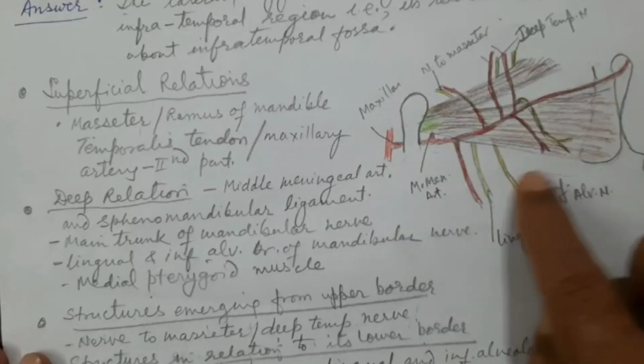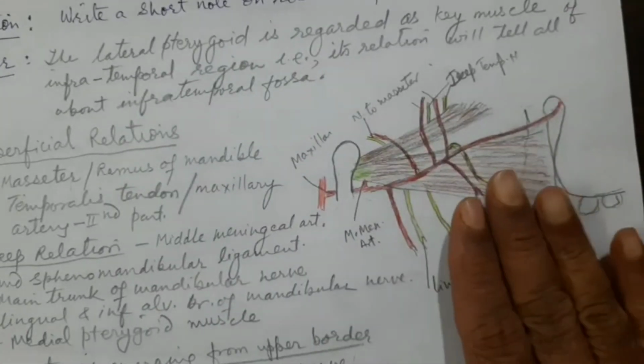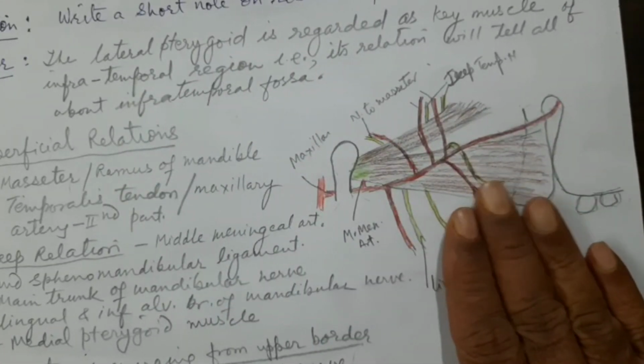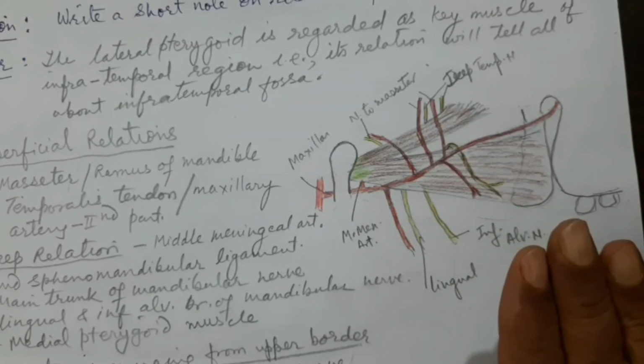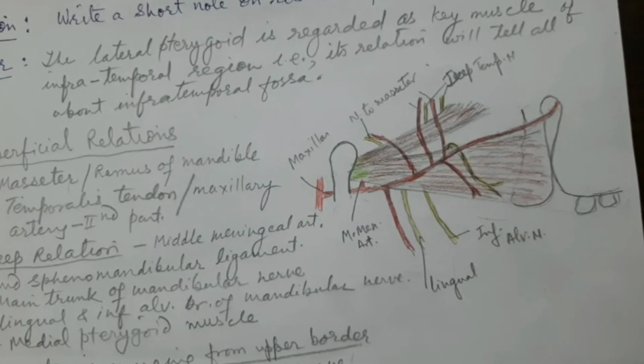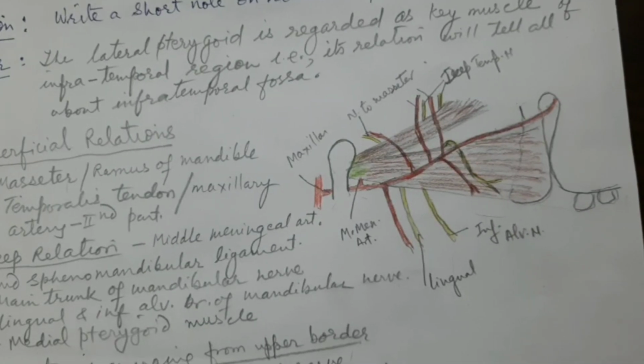So these are the relations of the lateral pterygoid. It is important because it is a key muscle which shows the different relations superficially and deep, and the structures coming from its upper border, lower border, and lying between the two heads of the lateral pterygoid.